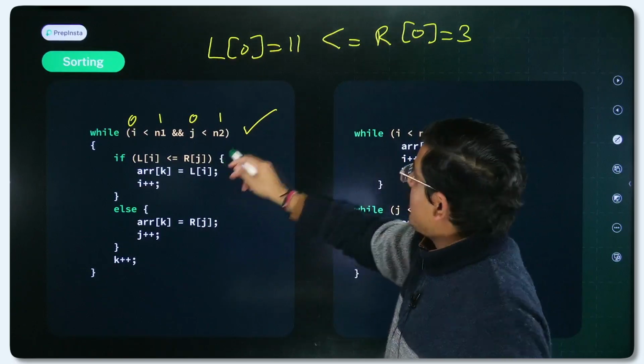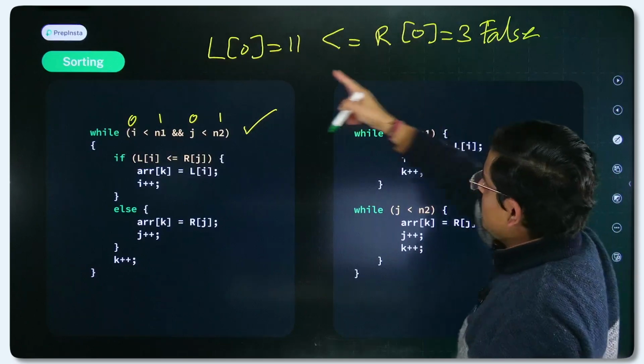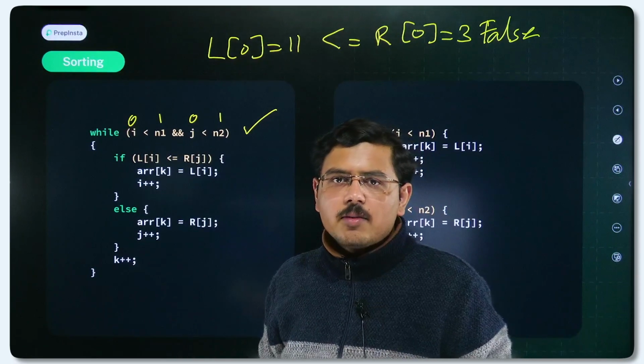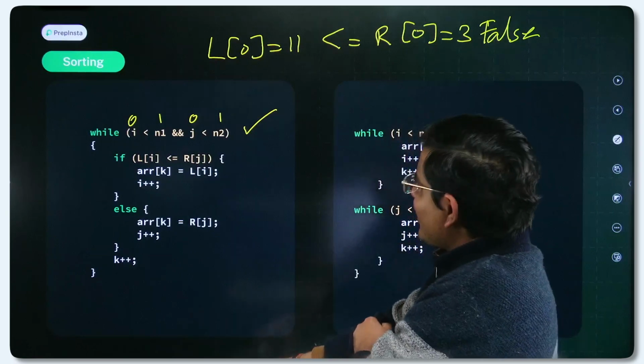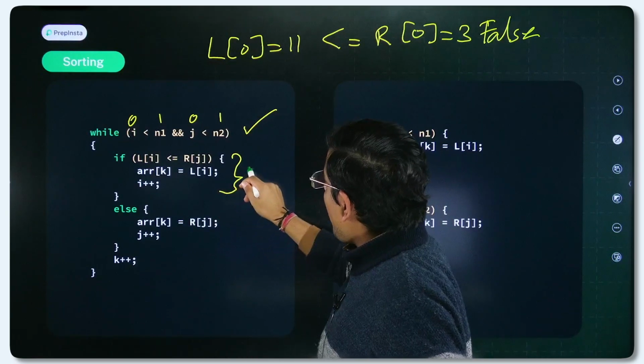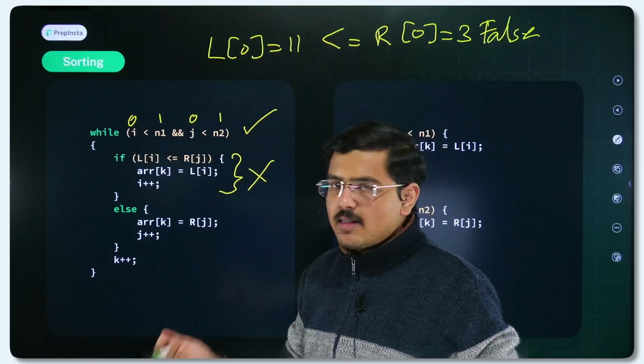In this case, this is not true. This statement is false. 11 is always greater than 3 ना. अब 3 तो 11 से बड़ा होने नहीं लग जाएगा. तो in this case, what will happen here? This particular if block will not work. Else block will work.